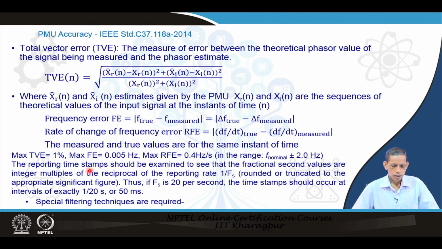0.4 hertz per second. The reporting timestamps should be examined to see that the fractional seconds values are integer multiples of the reciprocal of the reporting rate. For a reporting rate of Fs, 1 upon Fs rounded or truncated to the appropriate significant figure. Therefore, if Fs is 20 per second, for example, the timestamps should occur at intervals of exactly 1 by 20 second, or 50 milliseconds. Further, the time stamping should be done at every exact interval of 1 by Fs.